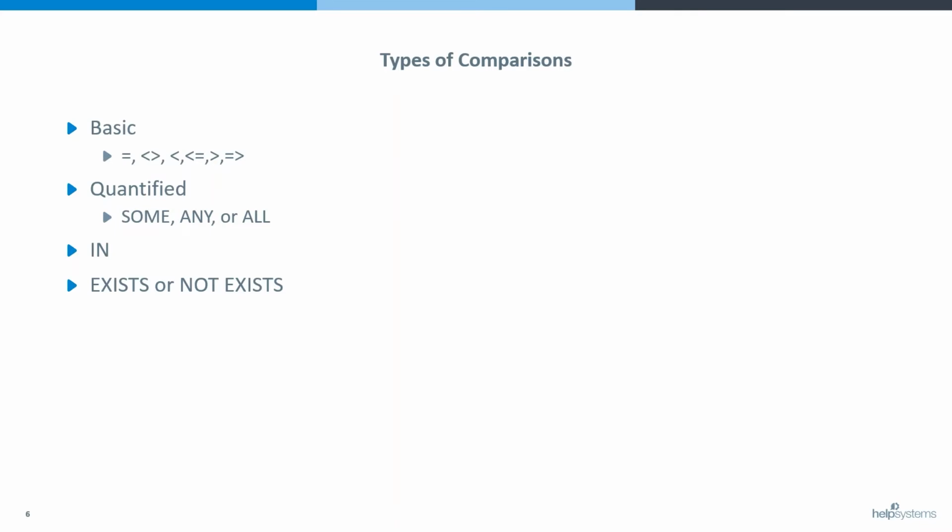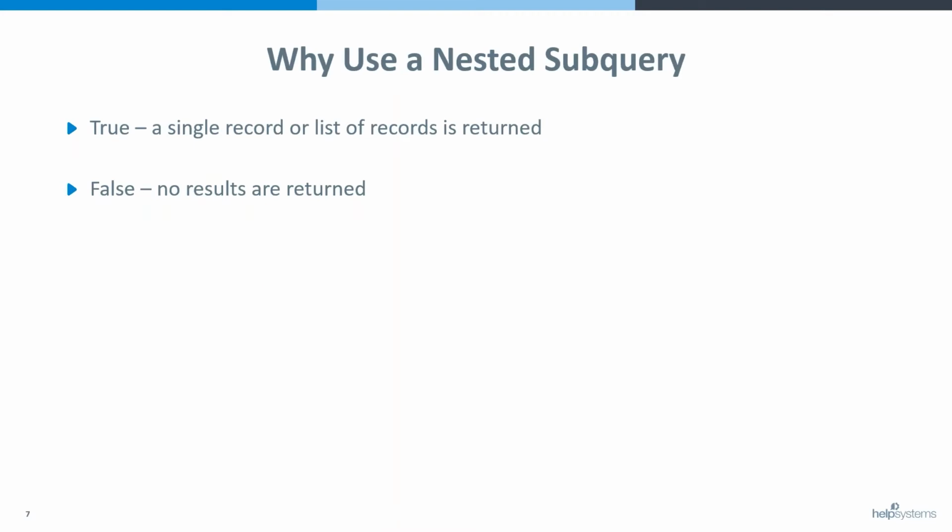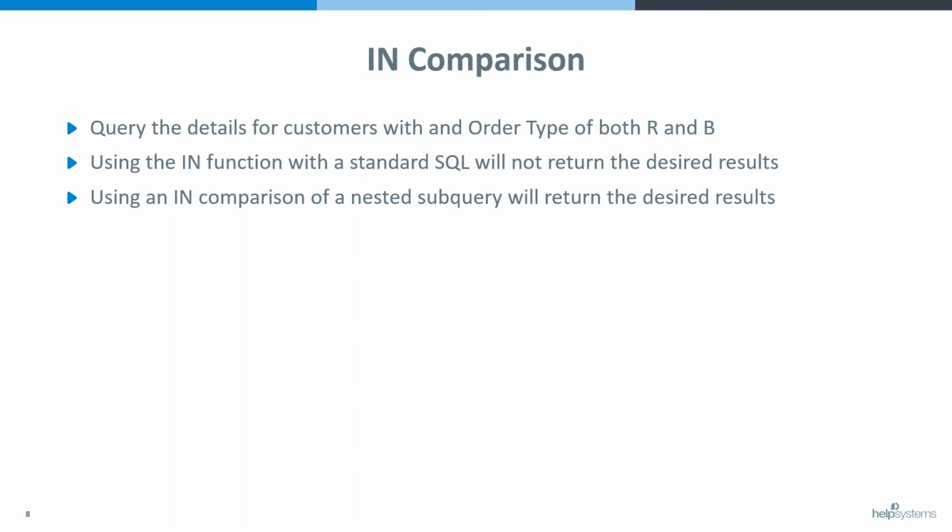Why use a nested subquery? Let's say you want to query all the patients who visited the ER on October 31st. You then want to select the patients who only have a single diagnosis code of both M and W. If the statement is true, the nested subquery will return in a single field. If no records are returned, the statement is false. Next, I will demonstrate how a nested subquery with an in comparison can accomplish this type of query.